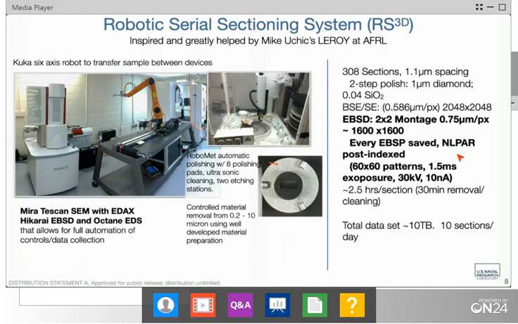So what we're looking at here is a set of serial sections that we collected with the robot. It was 308 sections. We used a spacing of 1.5 microns.